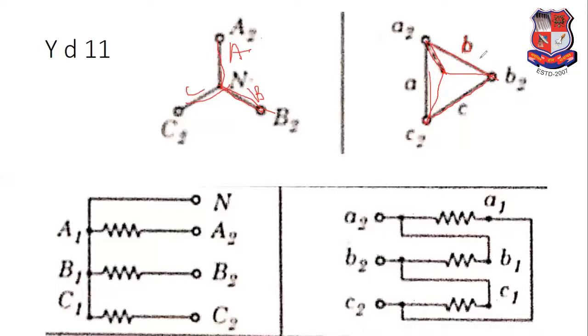A to B to C2. Now this is phase B. Over here B2, this point will become B1. This is phase C, C2. This will become C1. Phase A, A2, this will become A1. So now A1 is connected with C2. A2 is connected with B1. And B2 is connected with C1. By this way, your YD11 will be formed. Now 30 degree leading.